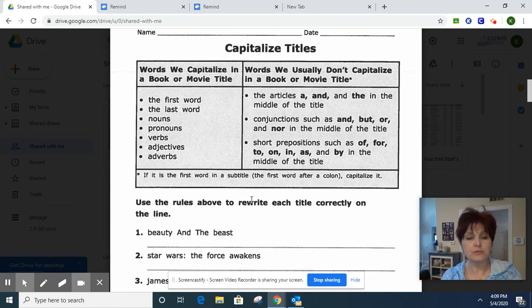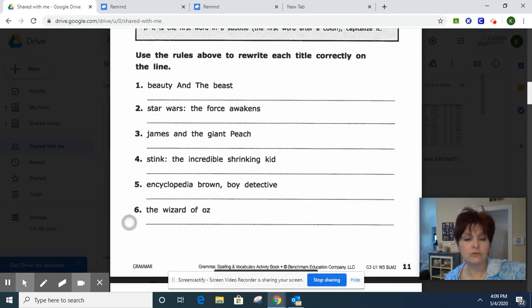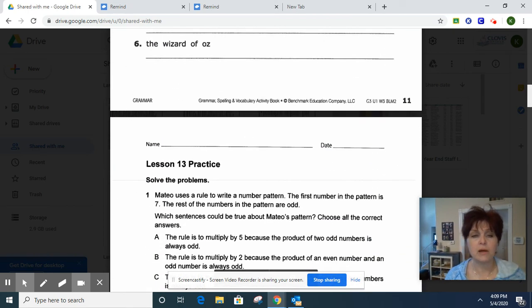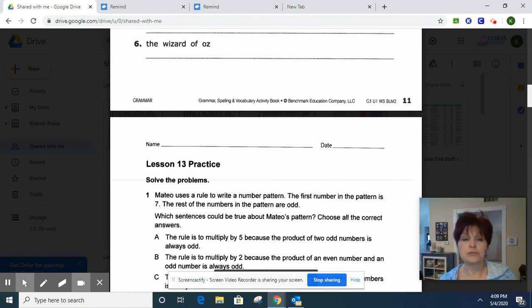So use the rules above to rewrite each title correctly on the line. Beauty and the Beast. So Beauty, first word, has to be capitalized, and does not. The Beast. Okay, we read the, it's in the middle of a sentence. We don't usually capitalize, so we're not going to capitalize and or the. Beast we are, not just because it's the last word, but because it's a noun. So the Beauty and the Beast, they were actual people, so we would capitalize those. Okay, you work on the rest, and if you have questions, you can ask me on Remind, and then I will look at your answers when I pick up the packet.